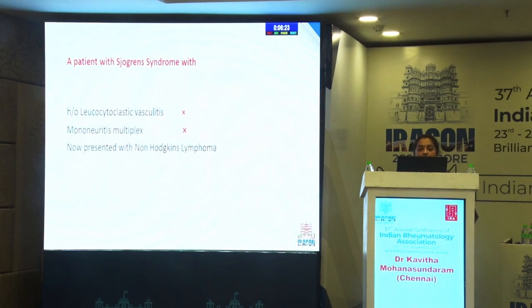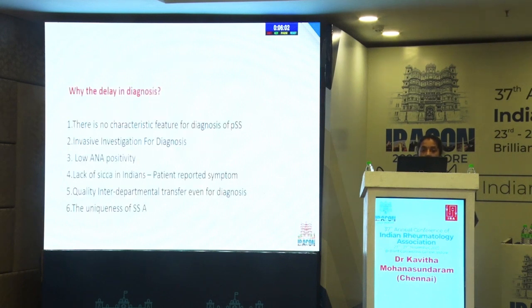So this patient initially had leukocytoclastic vasculitis when he wasn't diagnosed with Sjogren's. Then he had a mononeuritis multiplex. During the mononeuritis multiplex, adequate investigations were done, but even then it was not diagnosed as an autoimmune disease presenting with mononeuritis multiplex, and he has now presented to us with non-Hodgkin's lymphoma. That is when he was diagnosed with primary Sjogren's syndrome.